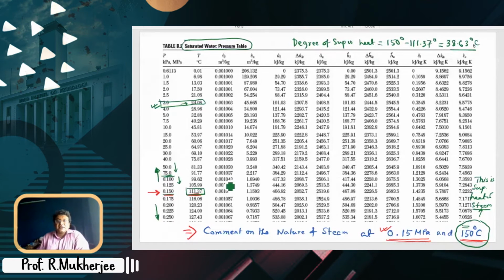Since this steam, what we are talking about, is not saturated, therefore you cannot use any of these data which are available for the saturated steam for this particular steam. Is it clear? None of the data are relevant.